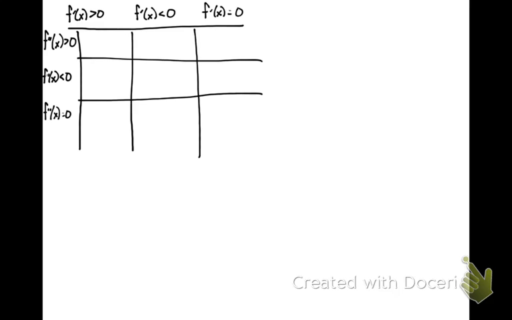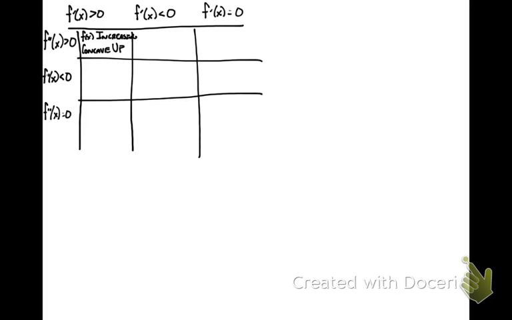When both are positive, then the function is increasing, and it's increasing because the derivative is positive, and concave up. It's concave up because the second derivative is positive.